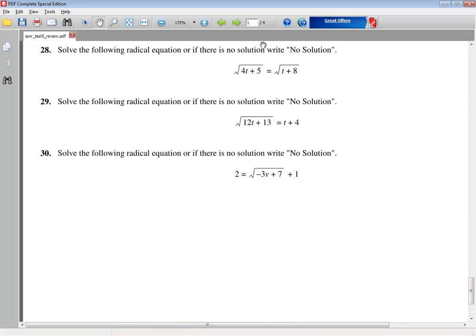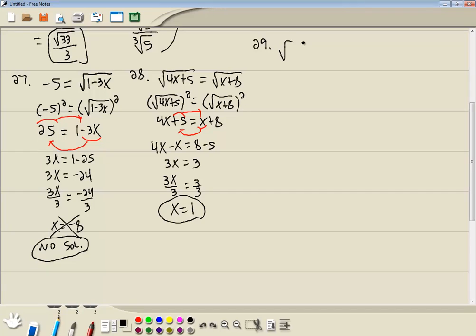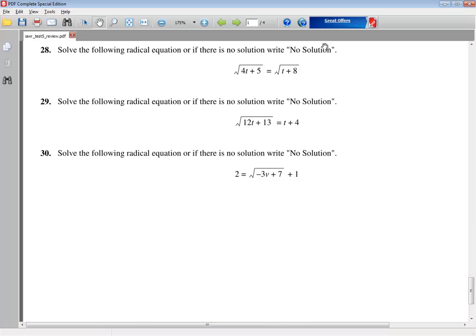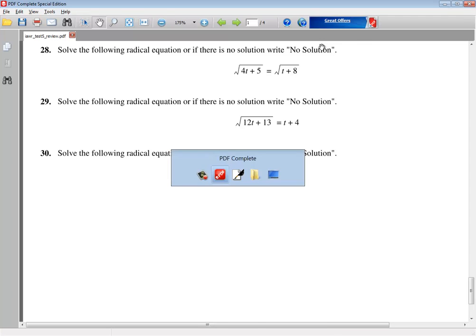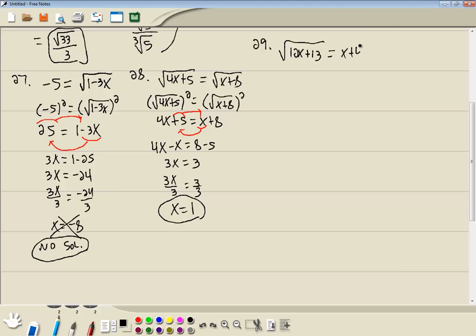Okay, 29. We've got square root of 12x plus 13 equals x plus 4. Okay, our steps for solving a radical equation. First step is to get a radical by itself. Well, this radical is by itself. Nothing from it, nothing after it. Step 2, raise both sides to a power equal to the index. Well, this is a square root, so we'll square both sides.